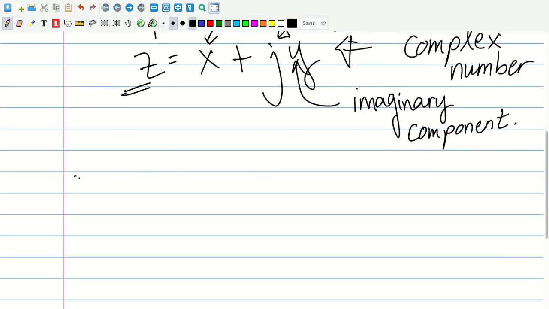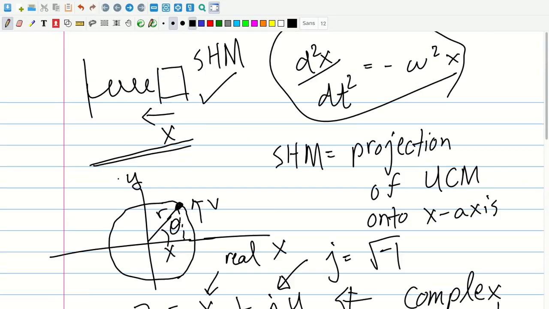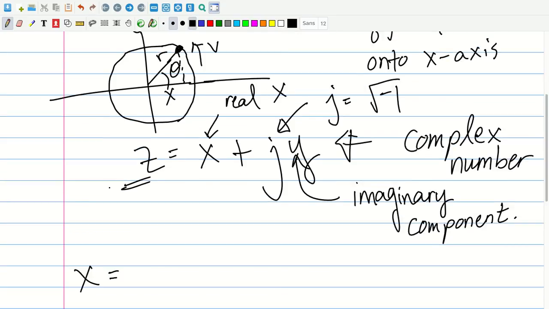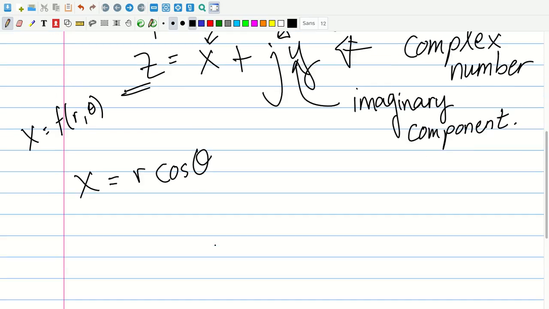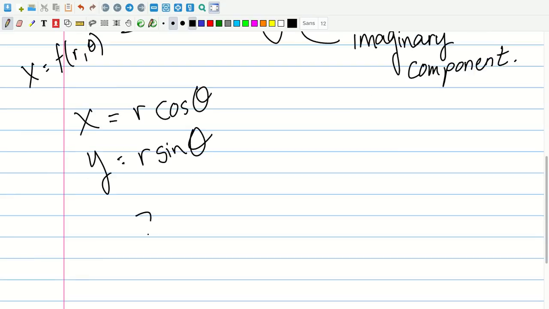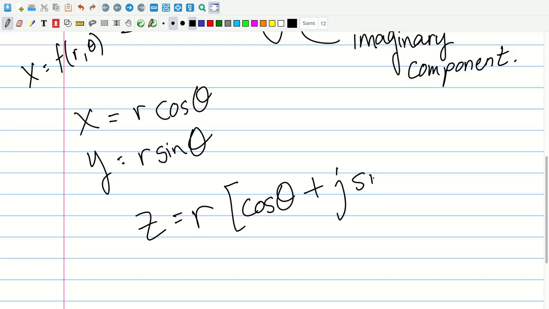Now, x can be written in polar coordinates, in terms of r and theta. It turns into just r cosine theta. We know this, right? This is like grade 10 math. x = r cosine theta, y = r sine theta. So if you plug this in, what we end up getting is z = r (cosine theta + j sine theta).